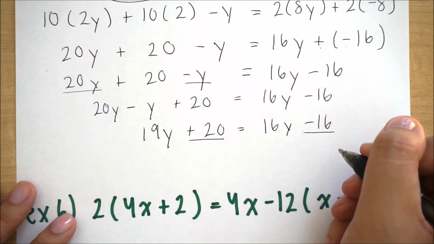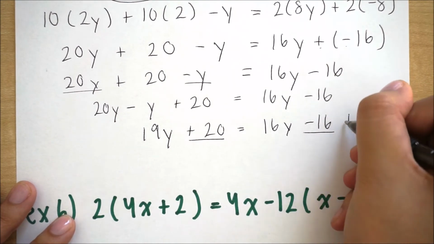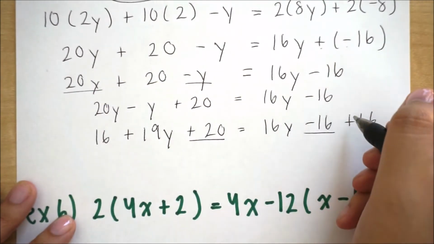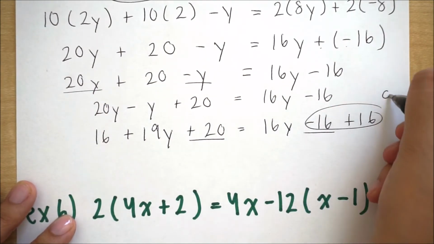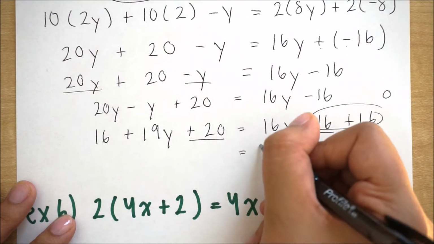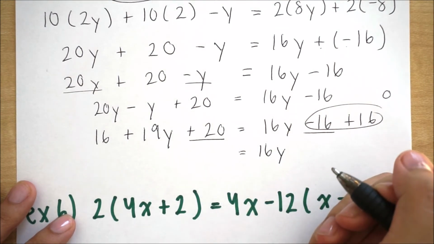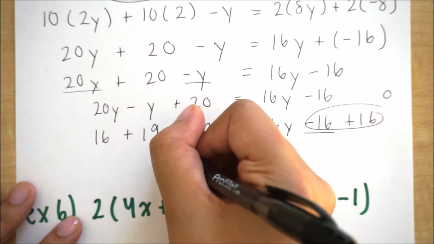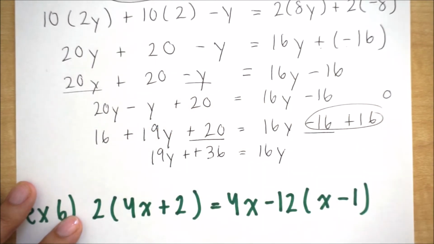So I'll go ahead on both sides. I'm going to add 16. So I get rid of the negative 16 on the right. So I'll end up getting 16y on the right, and on the left it'll be 16 plus 20, which is plus 36, and 19y.